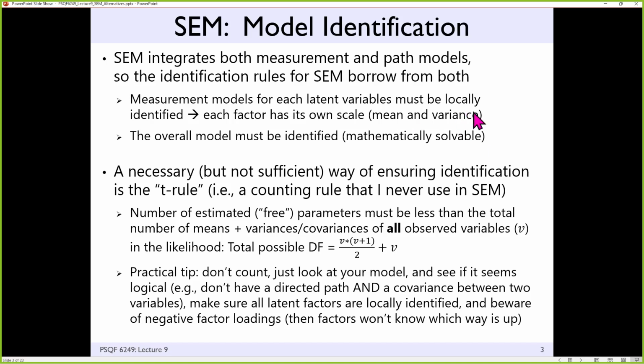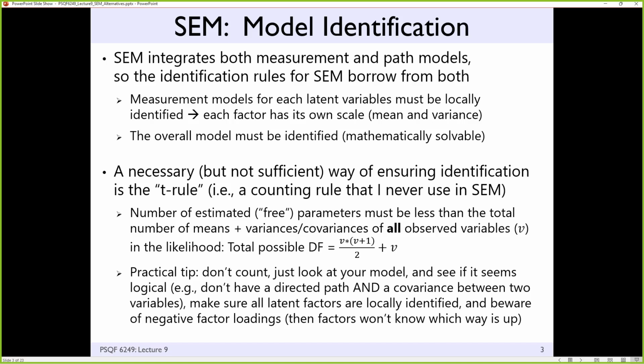How many indicators do you need for your factor to be identified? 3. If you only have 2, what do you have to do? Equal loadings, at least at first. It is technically possible once your factor relates to other stuff for the loadings to be unequal, but that's usually where your model's going to break.